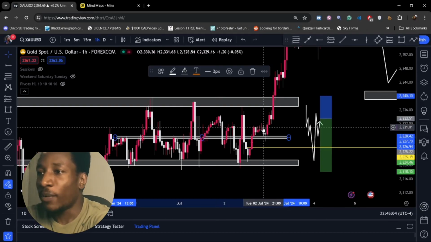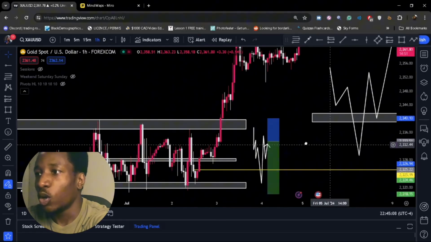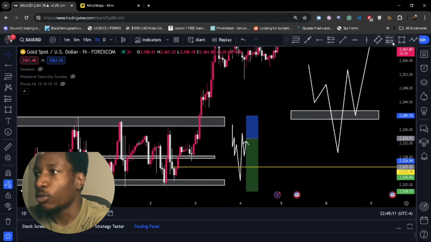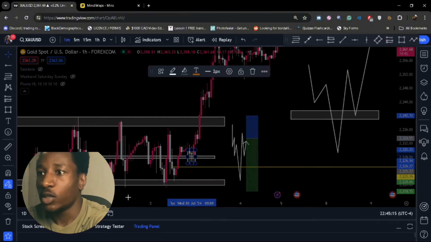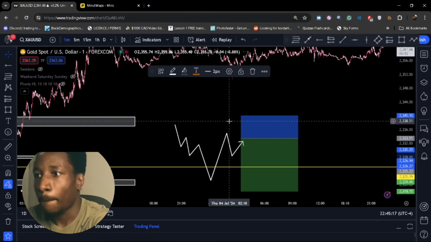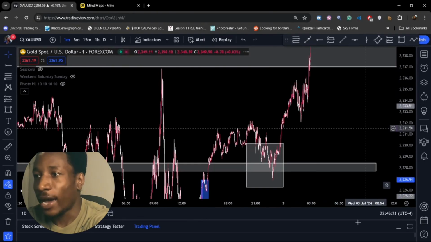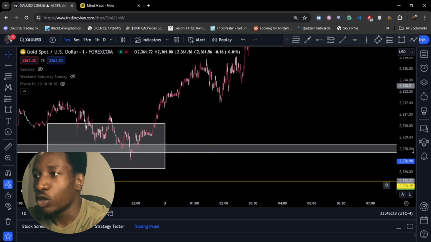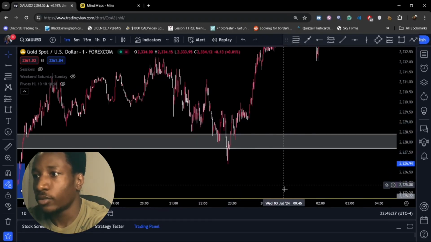So when price tapped that zone, all I did was go to the 1 minute time frame. I'm going to mark this up real quick. All I did was go to the 1 minute time frame and wait for my ICC entry to play out. So essentially, guys, if I cancel this real quick, boom.